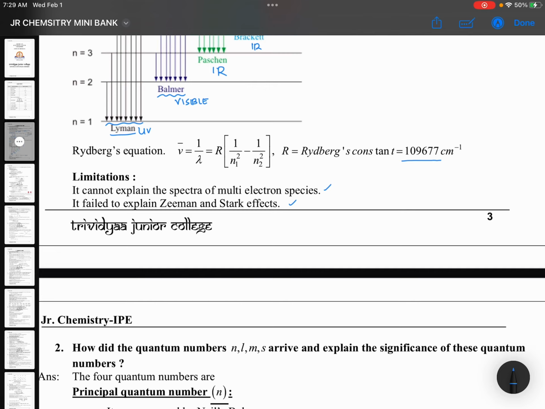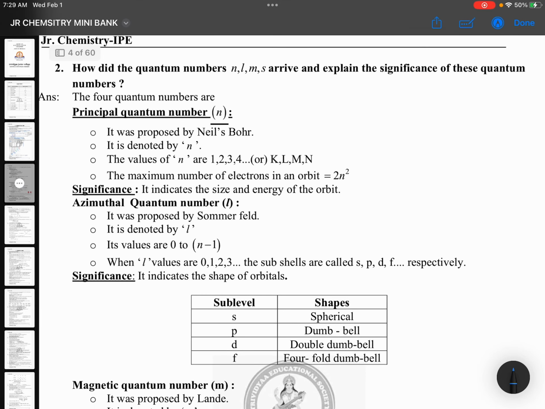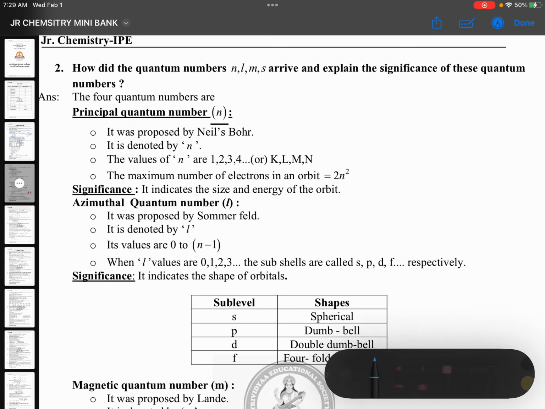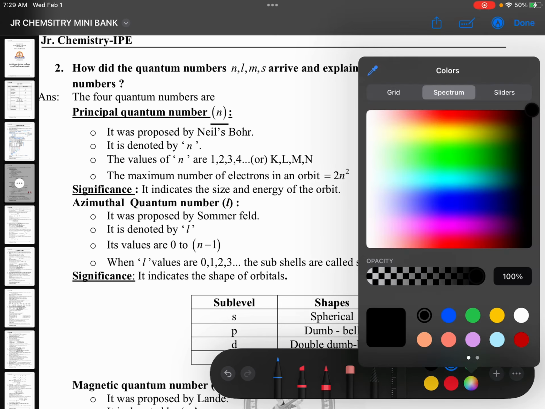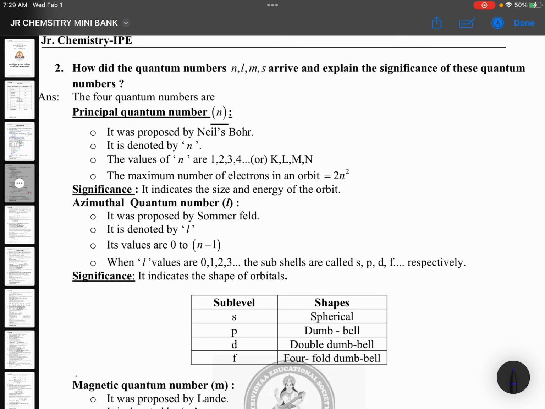Clear? One long answer. How did the quantum numbers n, l, m, s arise, and explain the significance of these quantum numbers? Simple question. What are quantum numbers? Explain about the quantum numbers. 50% chances for this question in your board exam.